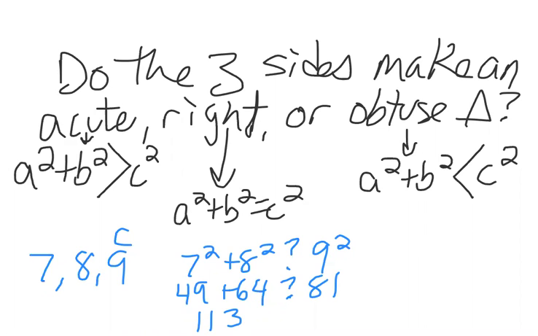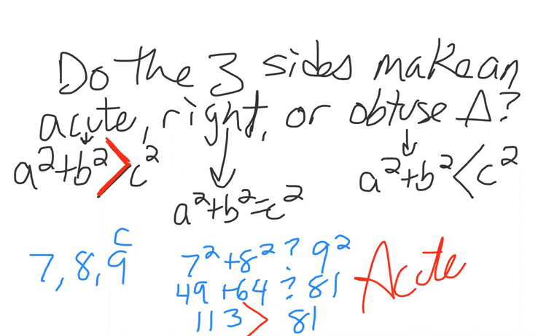So 113 compared to 81, 113 is going to be bigger, right? So let's go ahead and match up that inequality symbol. Oh, I did it wrong. Okay, I just wrote it. Yeah, so looks like we're going to go with acute. Yeah, it wasn't as fun. That'll do it. And I have one more I want to ask you, but it might be a quick one.